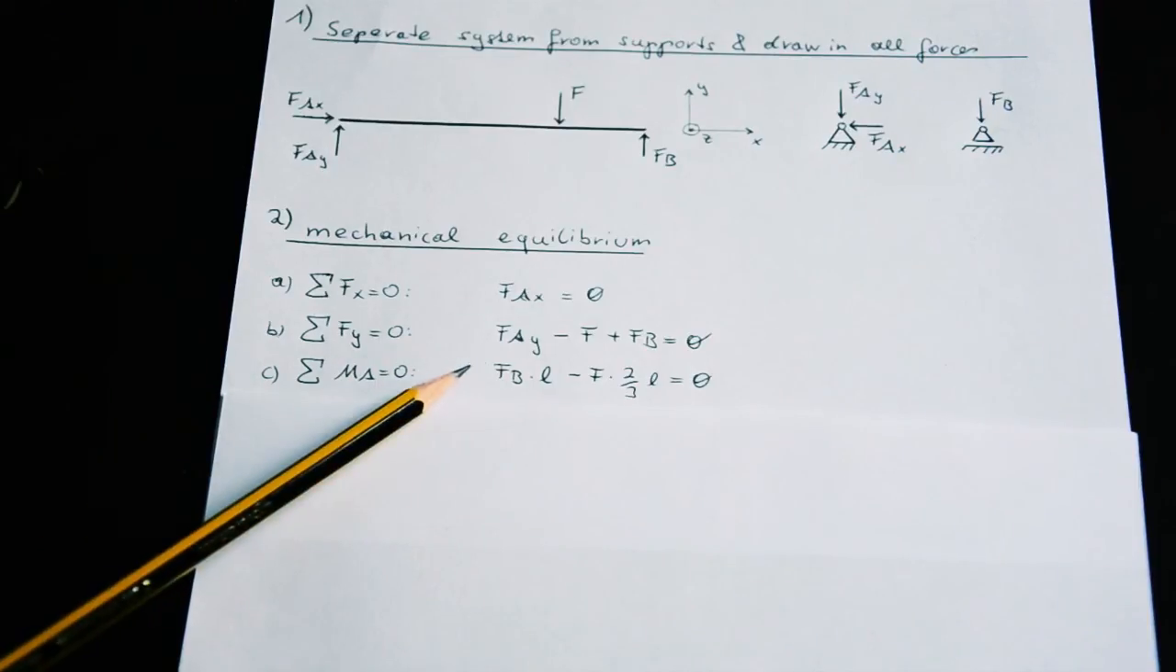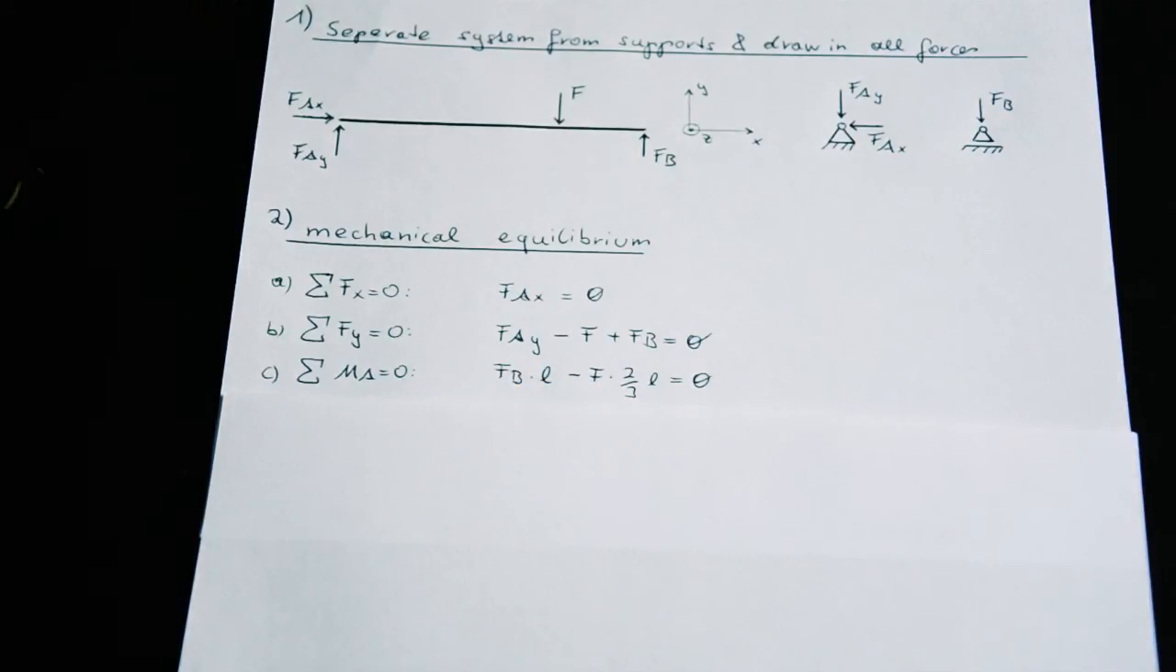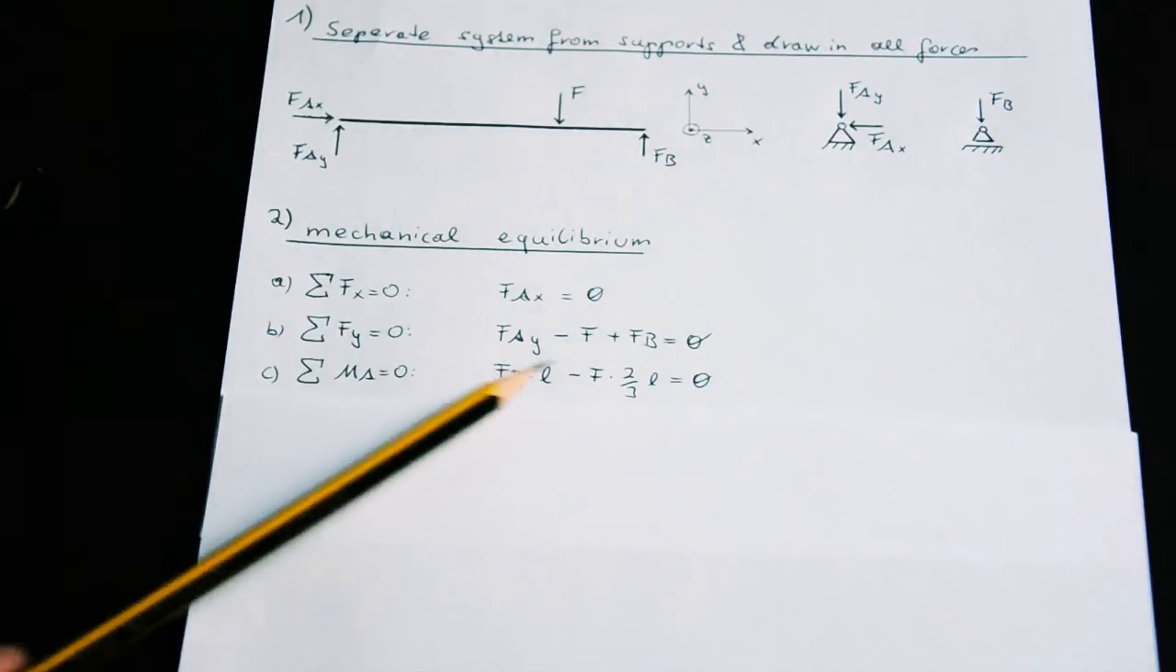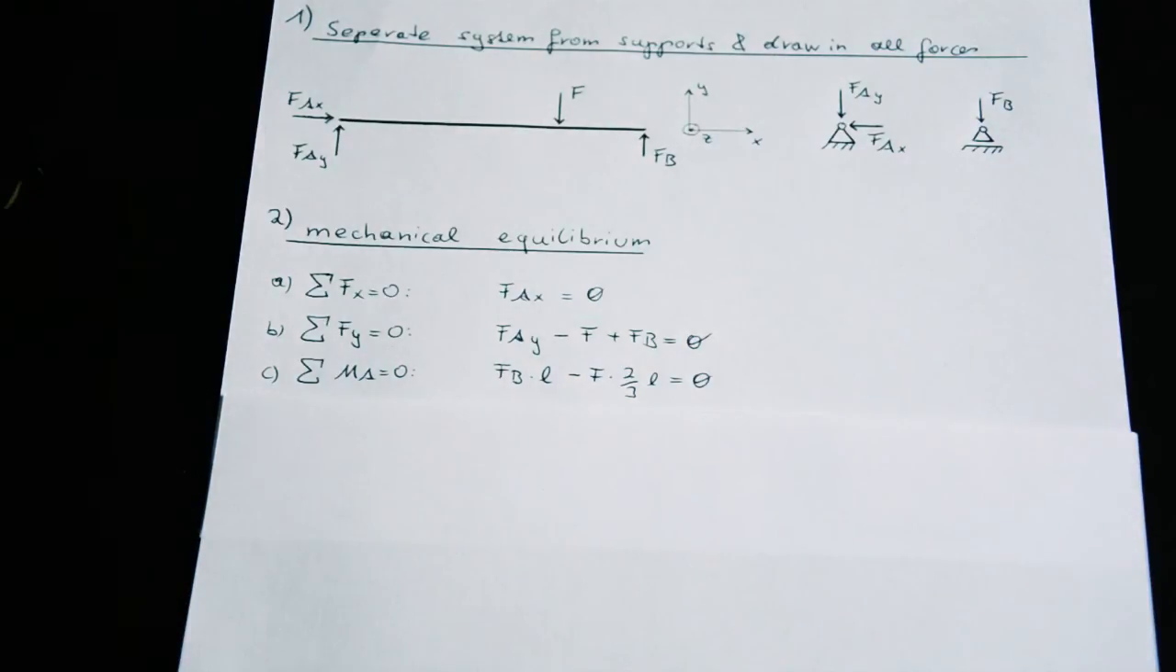You could also say minus Fb times L and plus F times 2/3 times L is equal to 0. This is exactly the same equation. The important thing is these two moments are rotating at opposite directions, so they need a different sign in front. Okay, so as I mentioned above, the forces Fay and Fax do not have a moment concerning A because their lines of action are pointing at point A. You can say the distance at right angles to that forces are 0, so according to the definition of the torque has to be 0.